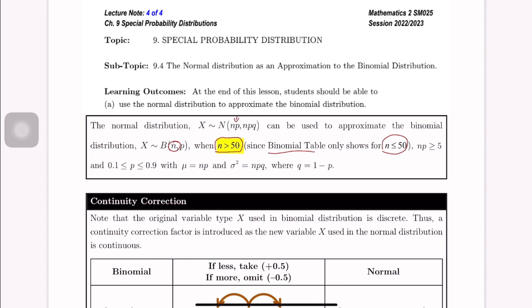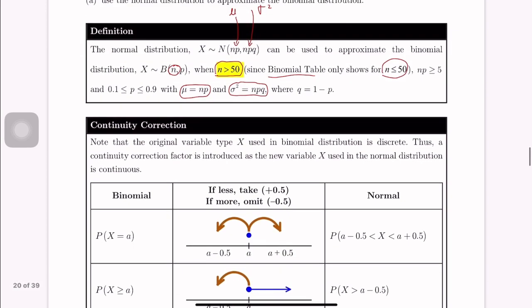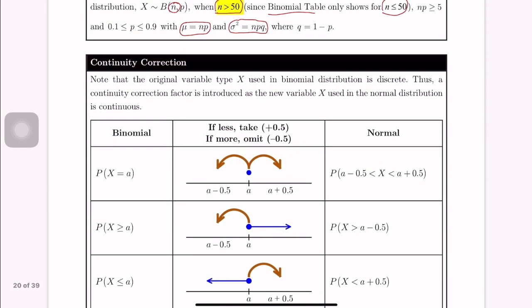If you remember from the previous video, the normal has a mean and a variance. To get the mean and variance from the binomial, the mean is n times p, and the variance is n times p times q, where q equals 1 minus p. But the most important thing in the binomial normal approximation is continuity correction.